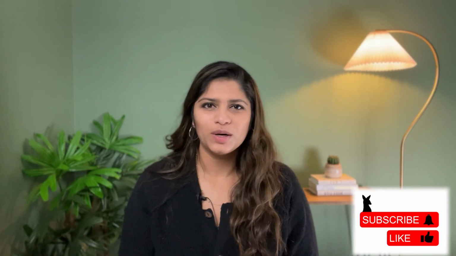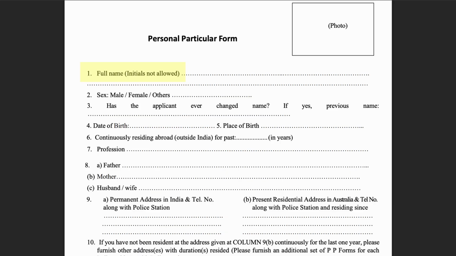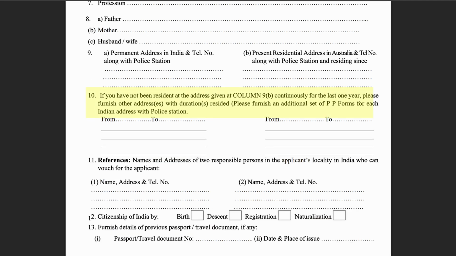The second one will be the personal particulars form. Everyone will need to fill this out. This form will ask you for details like your full name, your date of birth, your place of birth, how long you have been residing abroad, your profession, and your mother and father's names. It will also ask you for your permanent address in India and your permanent address in Australia. If you haven't resided at your Australian address for more than 1 year, you'll need to provide 2 other addresses. It will then go on to ask you for 2 people as your referees in India.